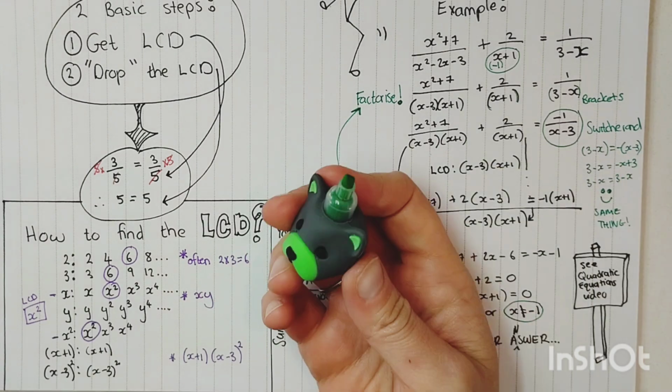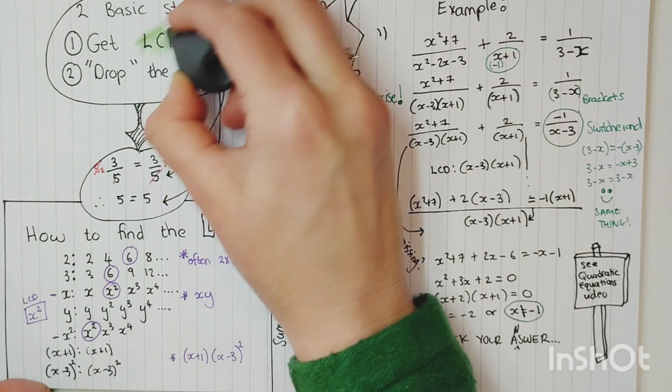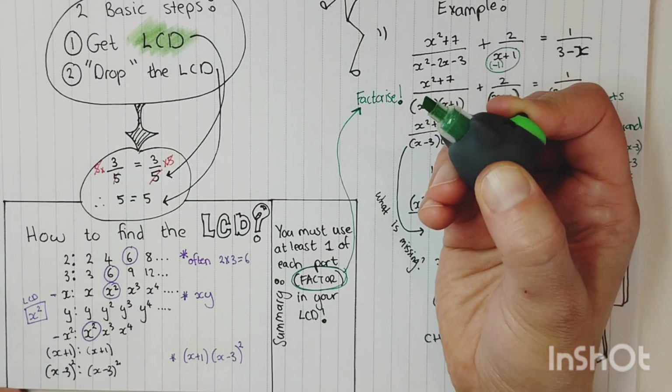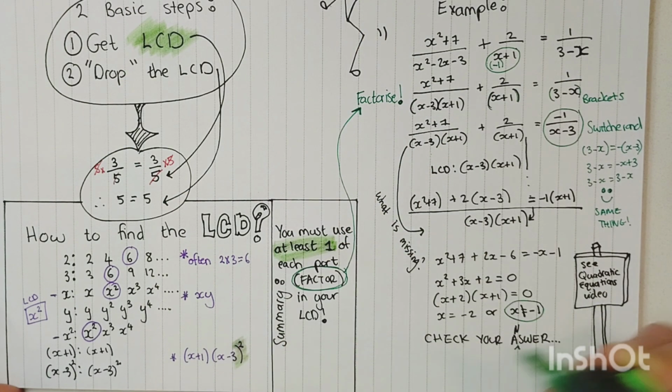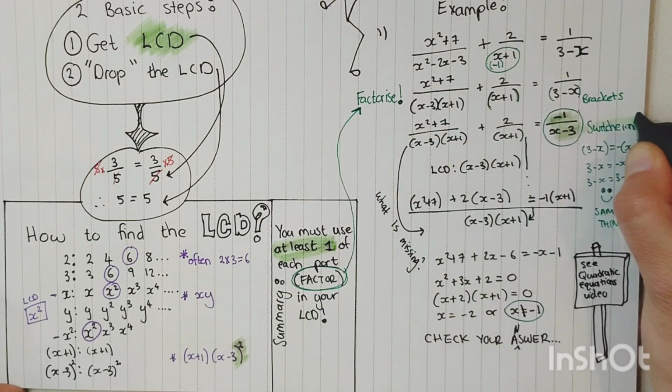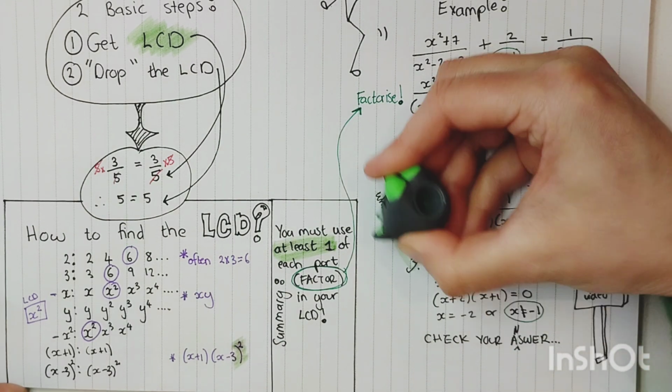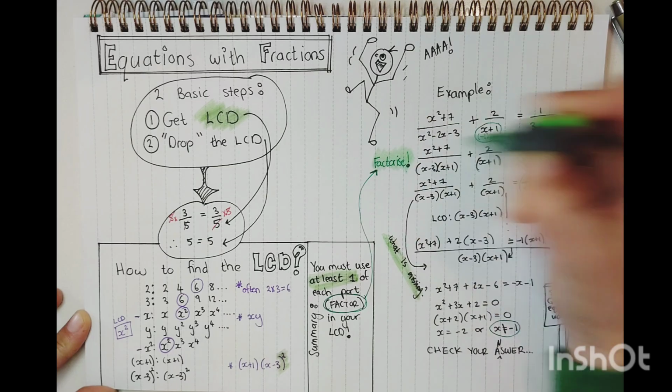Okay, let's have a look. What are the final things to remember? Well, remember to get your common denominator. How do you get your common denominator? The summary is use at least one of each part or factor that's different in the denominators, including the squares. Don't forget switch arounds. Ask yourself, what is missing?